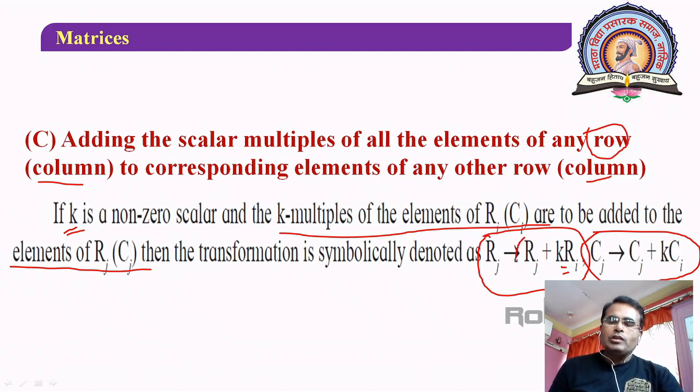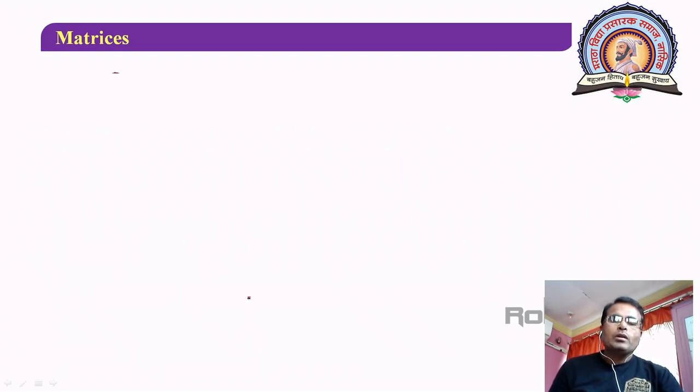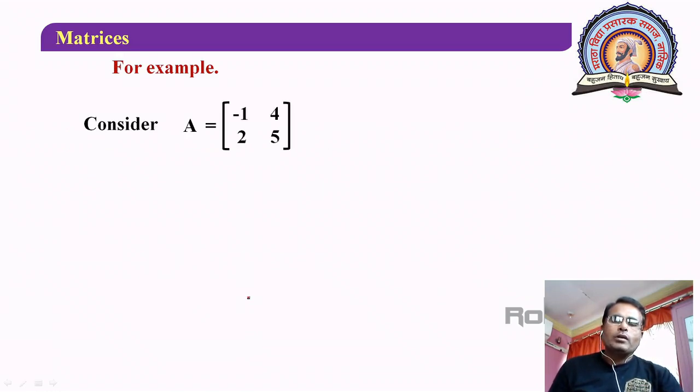This makes the changes in Rj only, Ri remains as it is. Or here the change happens in Cj only, this Ci remains as it is. With an example we can get it clear. Suppose we are given the matrix A equal to minus 1, 4 as the first row and 2, 5 as the second row.